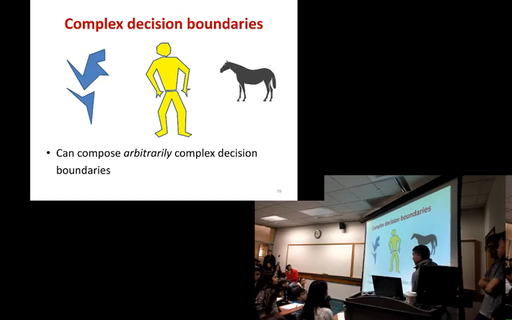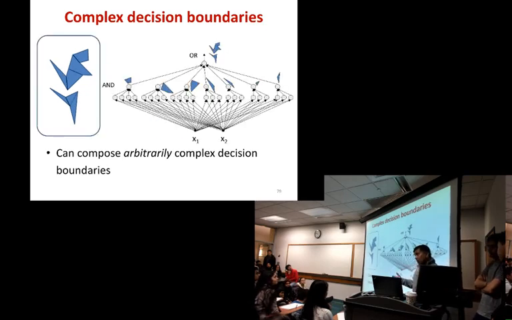And now I can get even more complex decision models. I can get a human shape, I can get a horse, I can get an indescribable figure. But the way I will do it is to chop it up into many polygons. I can build a little circuit for every single polygon. I can OR the lot, and I can compose this really tedious decision boundary just by decomposing the problem in a proper way, right? But now here is the question. How many layers am I using here? Three layers.